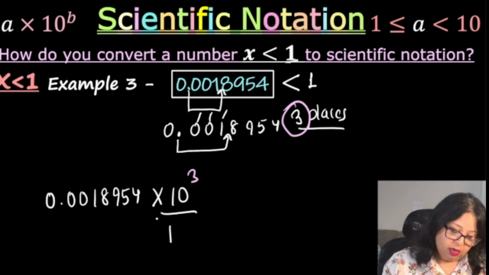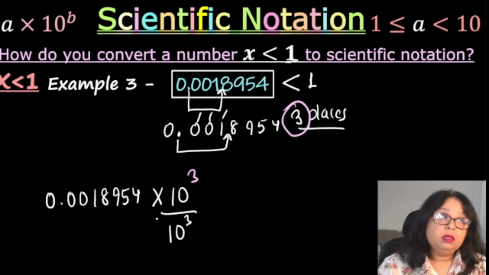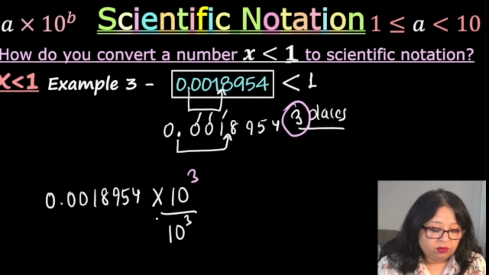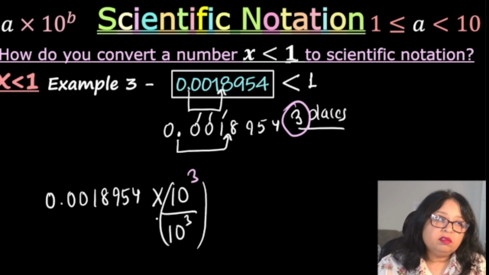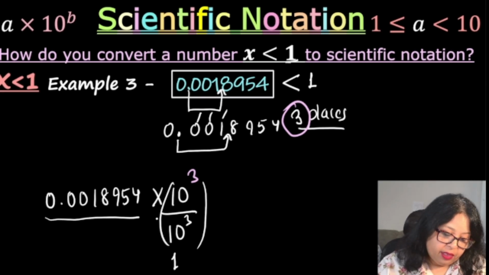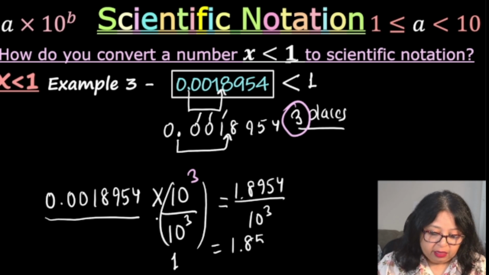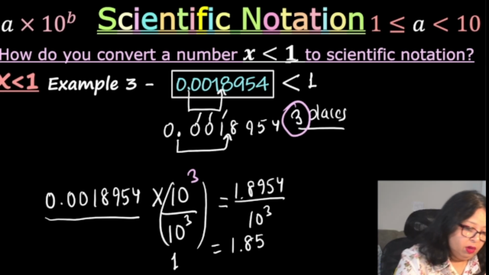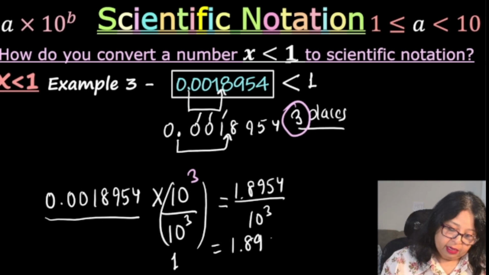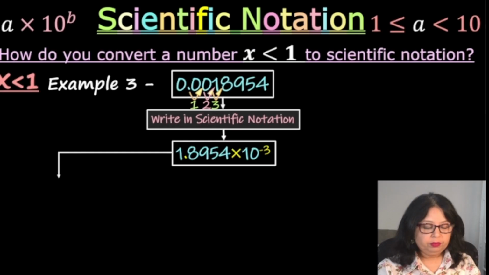And if I multiply by something, then I have to divide by that number as well. Why so? Because together this makes 1, and multiplying any number with 1 changes nothing. Go ahead and multiply the number with 10 to the power 3, which gives us 1.8954 divided by 10 to the power 3, which can now be written in scientific notation as 1.8954 times 10 to the power minus 3.